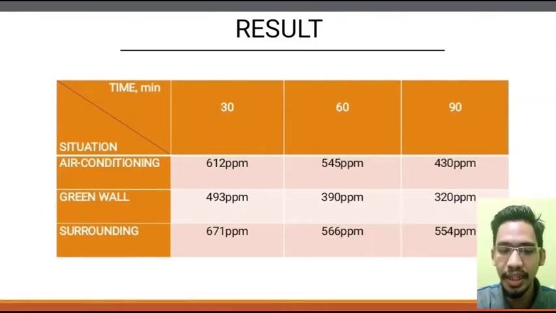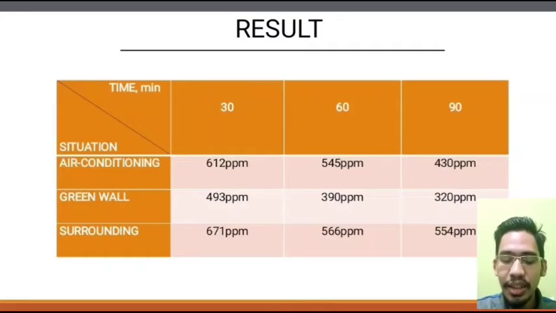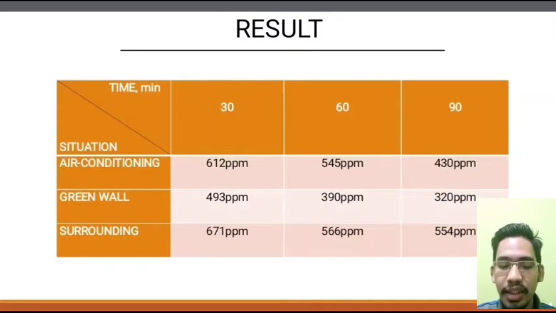Okay, we go to results and data. We have taken data at different places and times. The places are the surrounding air, an air conditioned room and a green wall. The times we took were 30, 60 and 90 minutes. In the surrounding, we got 671 ppm in the first 30 minutes, 566 ppm in 60 minutes, and 559 ppm at 90 minutes.